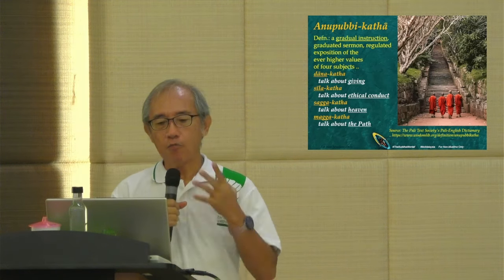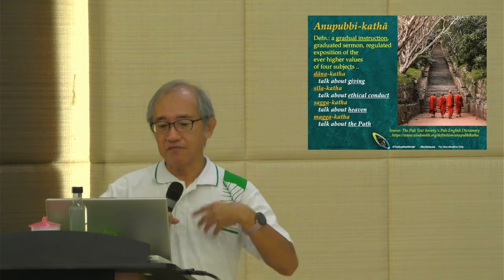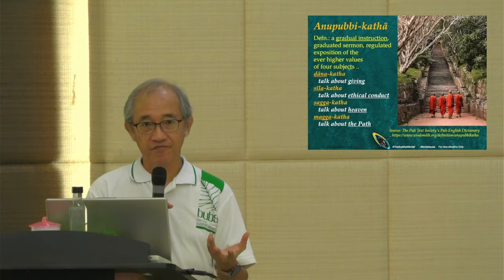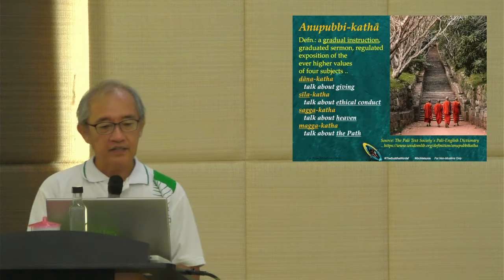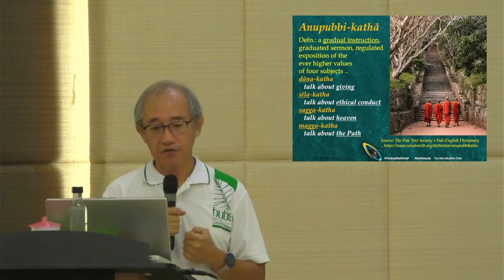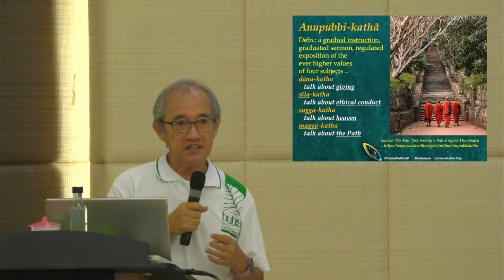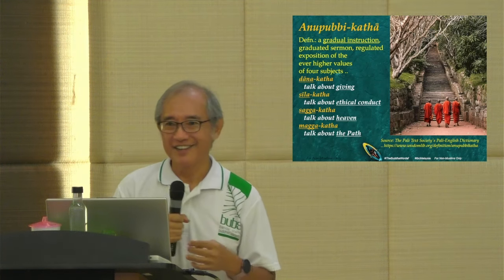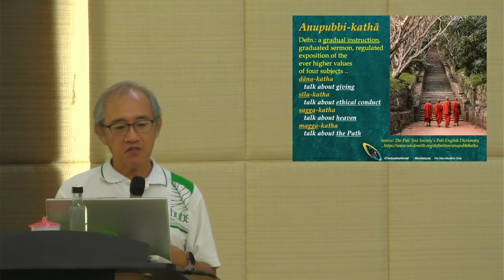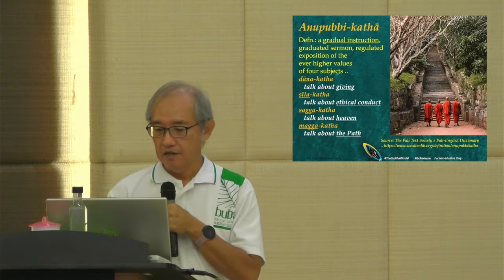What are the four main topics it touches on? Dana katha. Katha, as I mentioned, is conversation, talking about dana. Okay, what is dana? Giving. Talk about giving. The second one is sila katha, talk about morality or ethical conduct. And sagga katha, talk about heavens. Obviously, for lay people, heaven is very important to us. We want, on passing away, to go to heaven, have a nice time. And of course, magga katha, talk about the path, the path the Buddha discovered.